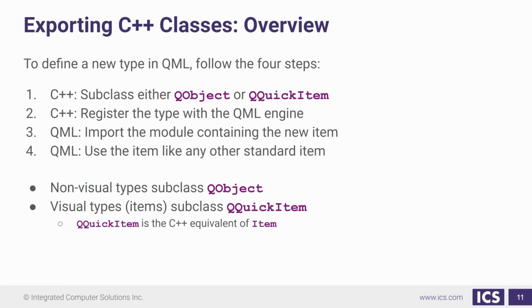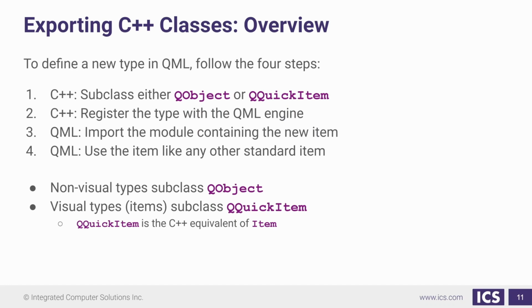Now, we can also export classes from C++ to QML, and this is a 4-step process. The first 2 steps we're going to do in C++. We're going to subclass either QObject or QQuickItem. Then we're going to register the type with the QML engine through one of the methods that I mentioned earlier. And then the last step is that in QML, we're going to import the module using the import keyword, and then we're going to use it like any other standard item.